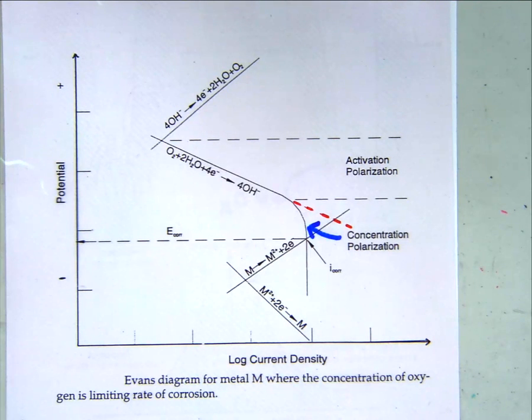But the intercept is earlier on than it might have been predicted just from an Evans diagram, which would just carry on linearly plotting. So your activation polarization gives you your linear sections, concentration and resistance polarization gives you your curved sections.